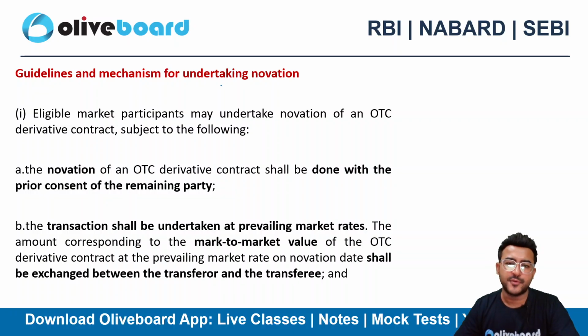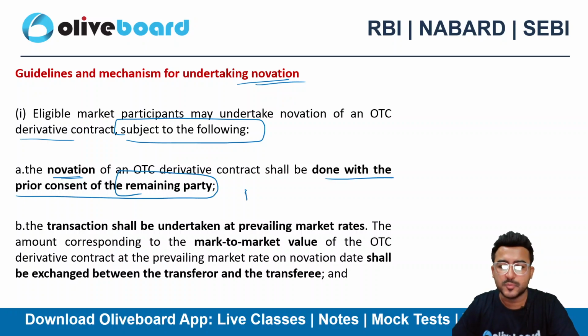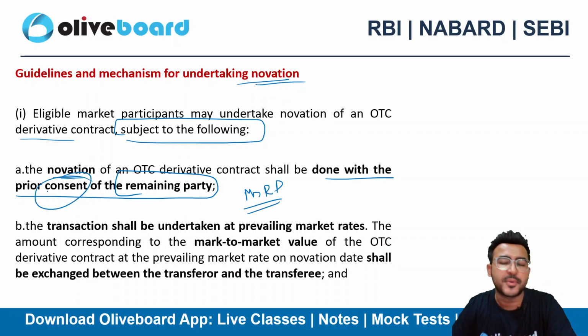Guidelines and mechanism for undertaking the novation. If you are doing a novation you need to follow certain code of conduct, right? Eligible market participants must undertake novation of the OTC derivative contract subject to the following. You need to comply with these kind of conditions here. The novation shall be done with the prior consent of the remaining party. जो मिस्टर आरपी है ना, अरे उनका कंसेंट जरूर ले लेना, एक प्रायर कंसेंट ले लेना.